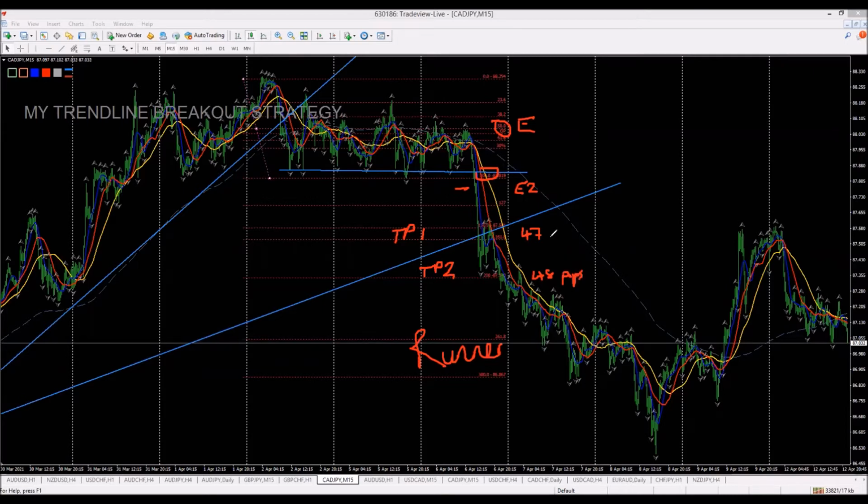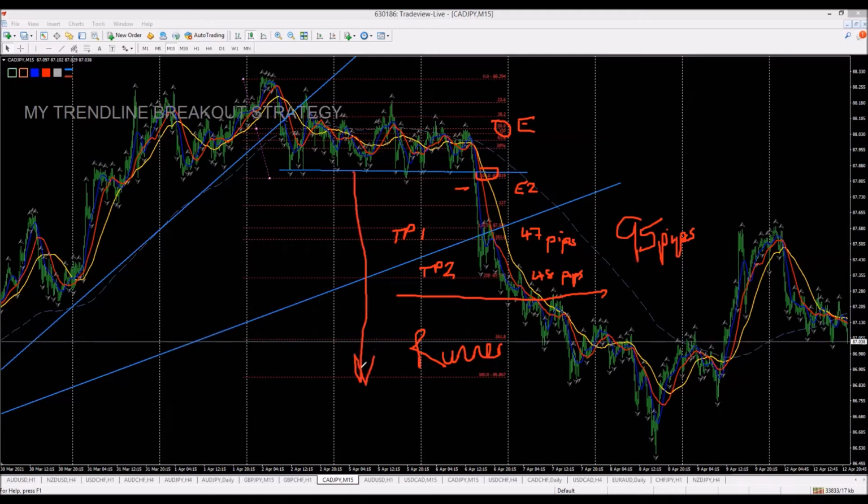Simple trade, guys. Very simple trade. And cash in the bank. If you got out here with 47, 48, that's 95 pips. You did all right. If you had a runner and you ran that bad boy all the way down here and cashed in on 100 pips, well, listen, either way you slice it and dice it.